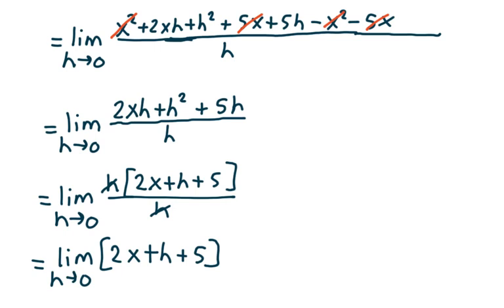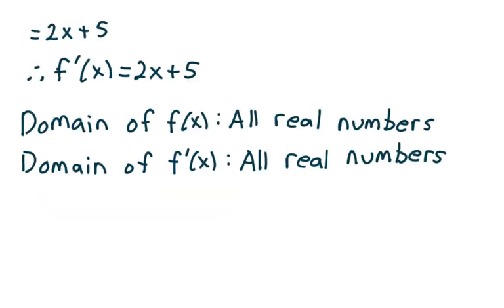Notice how the h's cancel. And so we get the limit as h goes to 0 of 2x plus h plus 5. And I'm going to substitute in 0 for h. And when I do, I get 2x plus 5. So f prime of x is 2x plus 5 by definition. And the domain of f of x is all real numbers. The domain of f prime of x is also all real numbers. And that right there is example 2.